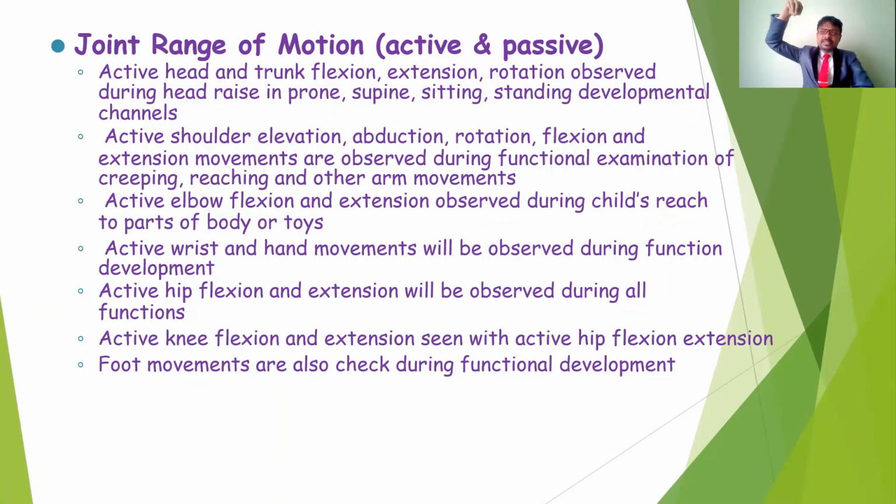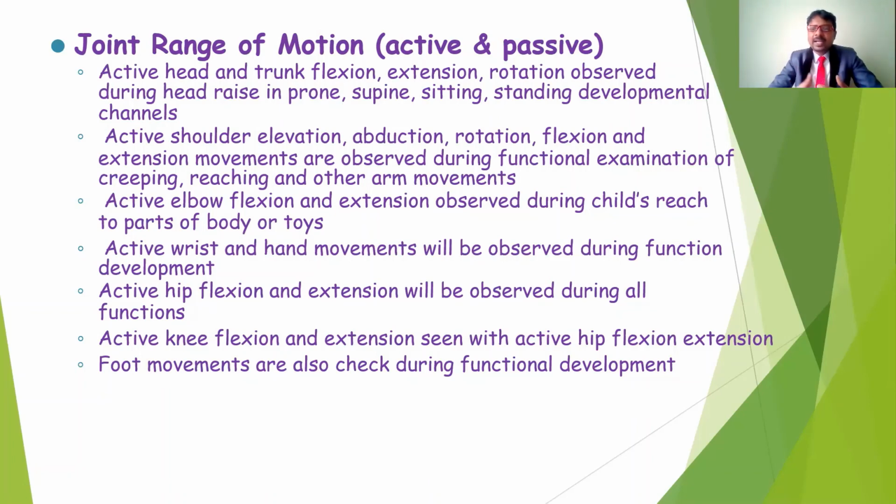If you put some toys above his level, the baby will try to hold the toys. The baby can try to catch the object, or if you put any object away from the baby, the baby will try to hold it. So this is abduction. If you put it overhead, it shows flexion, and if it is at the back, it is going to be extension, in different directions.